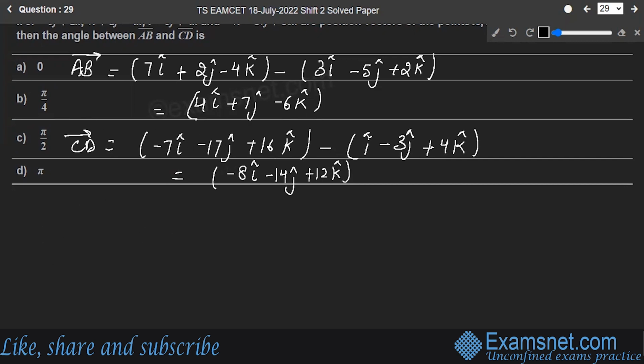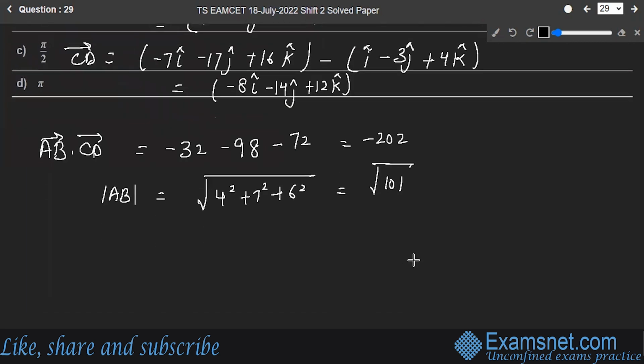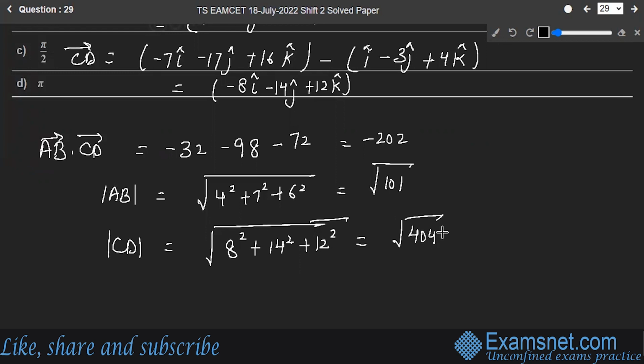Now, for the angle between them, I'll take the dot product of AB and CD. So this will be given by 4 into minus 8, which is minus 32. 7 into minus 14, minus 98. Minus 6 into 12, minus 72. This is equal to minus 202. So modulus of AB is given by root of 4 square plus 7 square plus 6 square, which is equal to root of 101. Also, modulus of CD is root of 8 square plus 14 square plus 12 square, which is equal to root of 404.